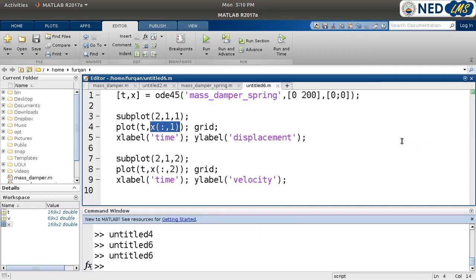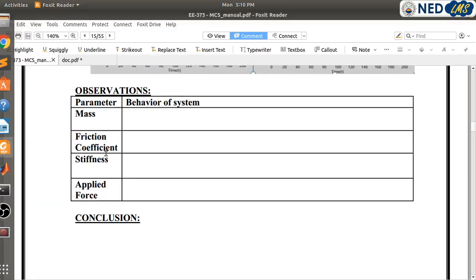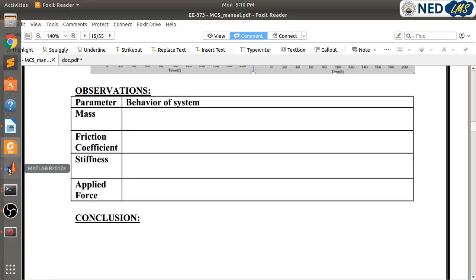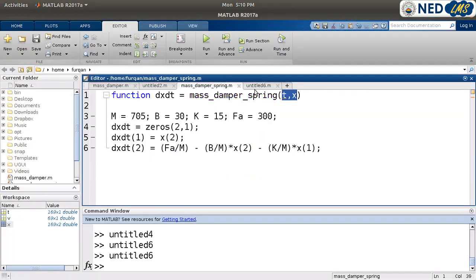Now that's all about lab session 2. You will find a table at the end of this lab session, in which you have to make observations by changing these parameters one by one. You have to change mass by keeping all other parameters constant, and you have to observe the changes in the displacement and velocity plot in this code.